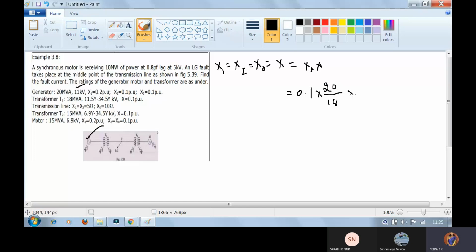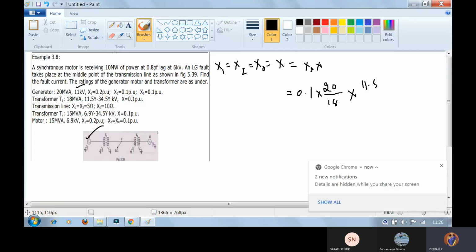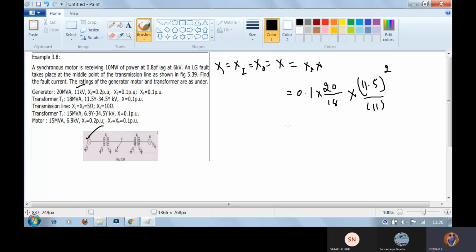So 18 into, you people have calculated the KV value, right? But what is the old KV existing on the LV side? You can take any side, but their calculation was done on the LV side. So here also you prefer the LV side value. So 11.5 is the old KV value, 11.5 whole square divided by, can you tell me what value you got while calculating the new base values of the transformer? It is 11 kV, meaning on the generator side we are considering 11 kV. Can you simplify this and give me the answer?